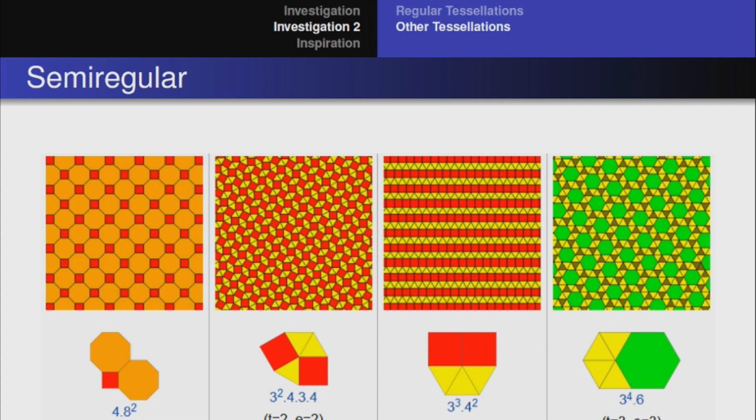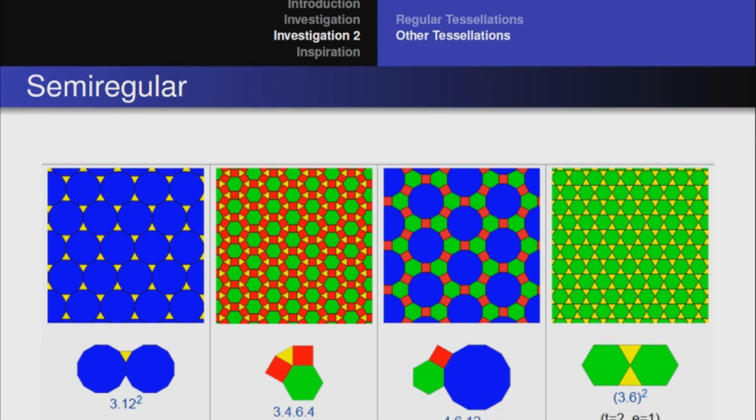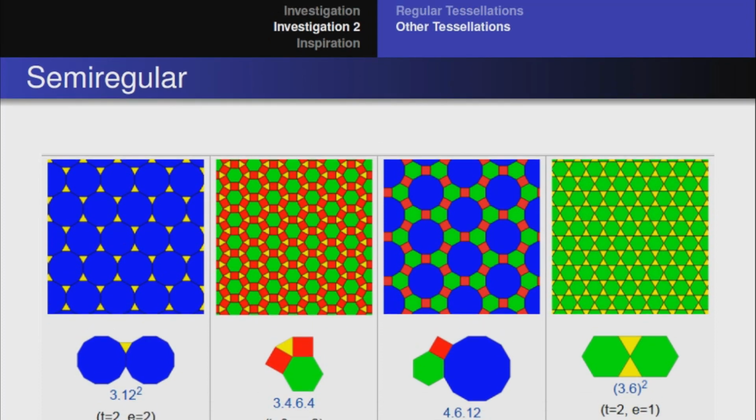And then we have 4 more. Using a 12-sided polygon, and a little teeny triangle to fill in the gap, which we can look at our interior angles and see that gap is exactly 60 degrees. And then there's another blue 12-sided polygon with something else. And then there's a hexagon and a hexagon one again.